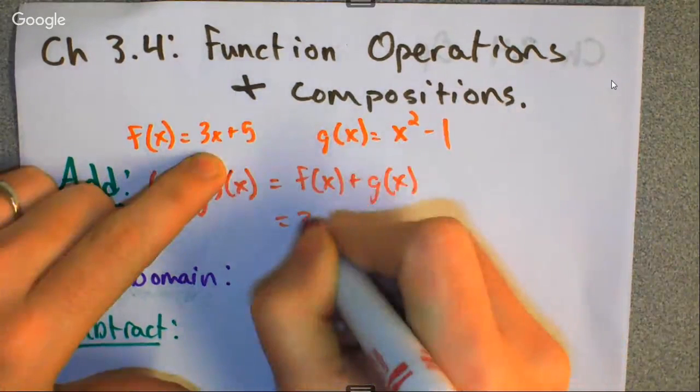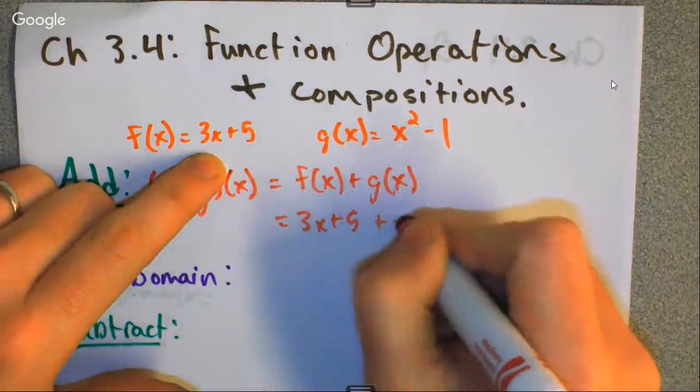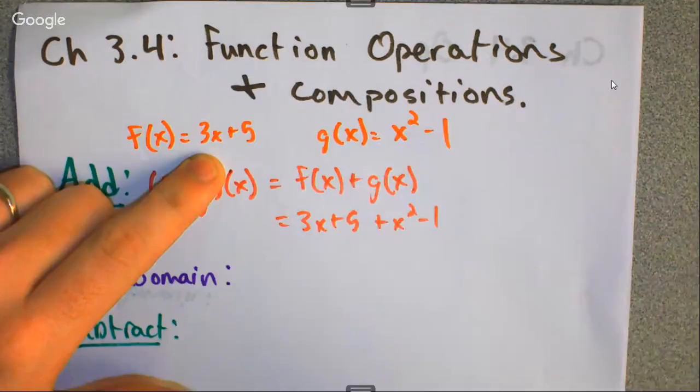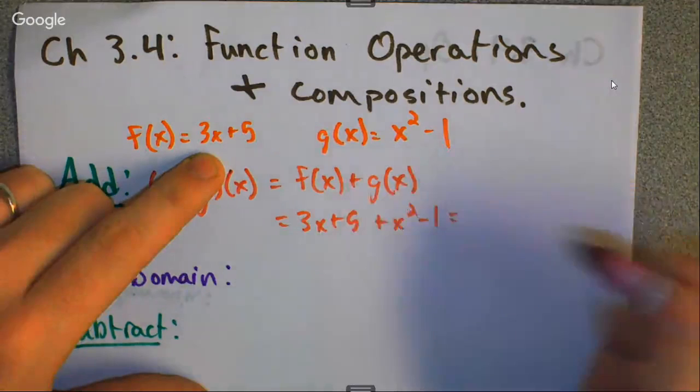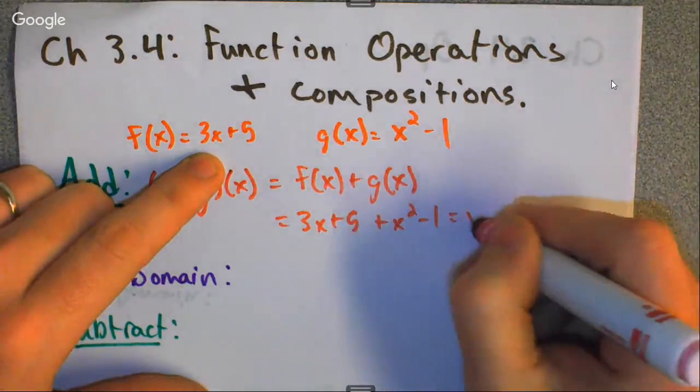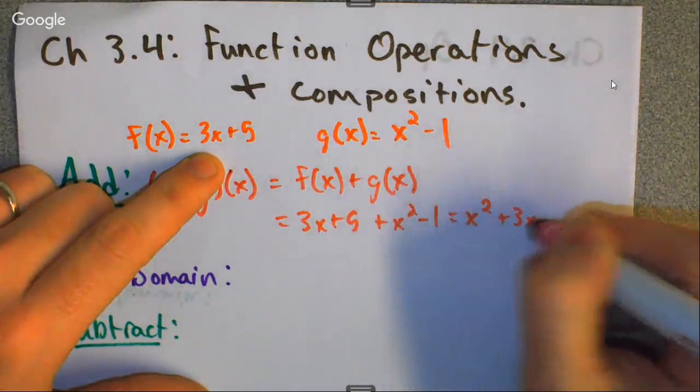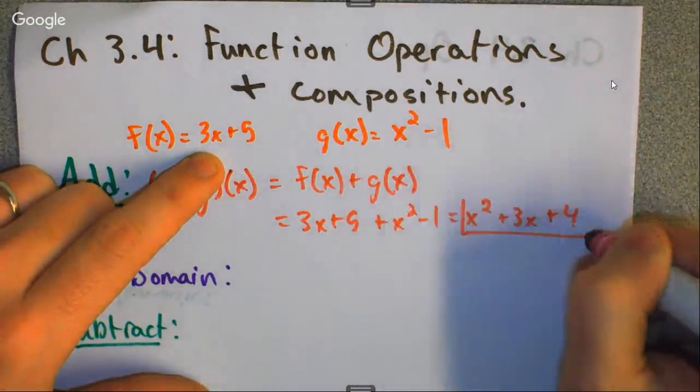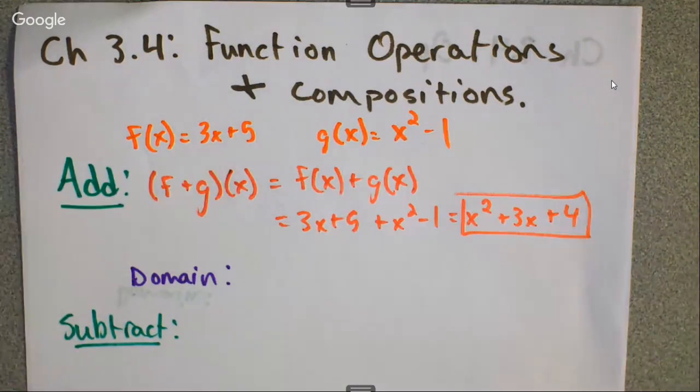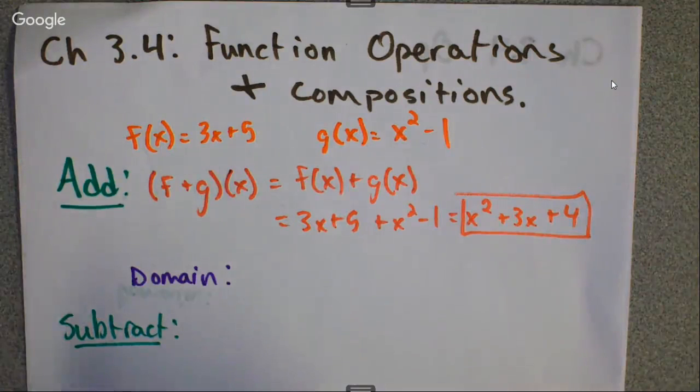So you have 3x plus 5 plus x squared minus 1. You combine like terms and get it into standard form. So you have x squared plus 3x plus 4. Okay, now this you should have had in Algebra 2. The main part that we want to really get into is the domain.